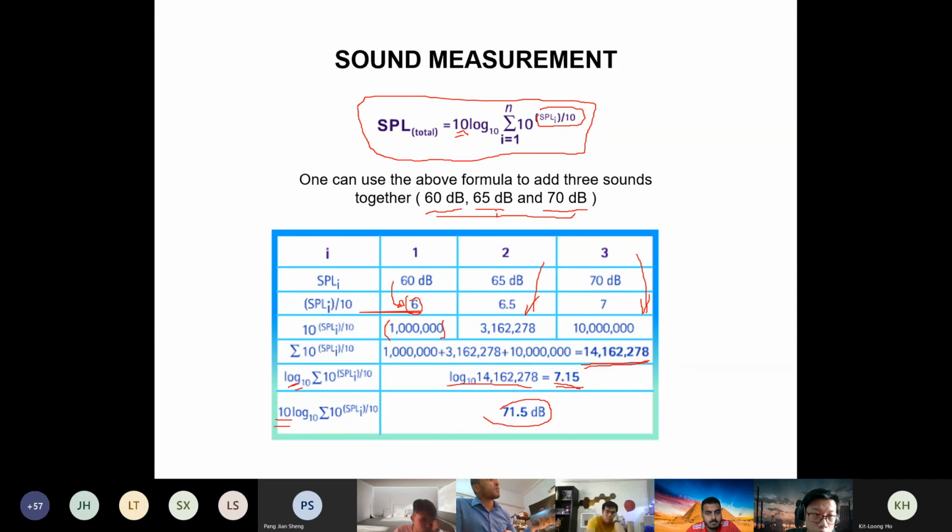This means if a room contains three sources of sound, 60, 65, and 70, if you bring a microphone and you try to measure the sound level within that environment, you will just find it 71. You will not find it 60 plus 65 plus 70.